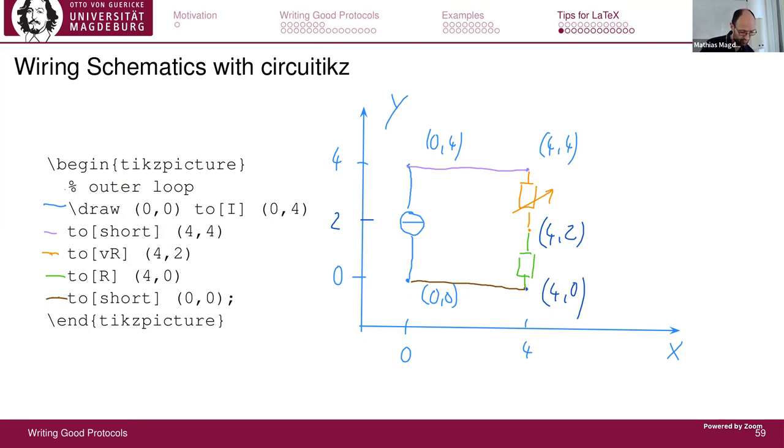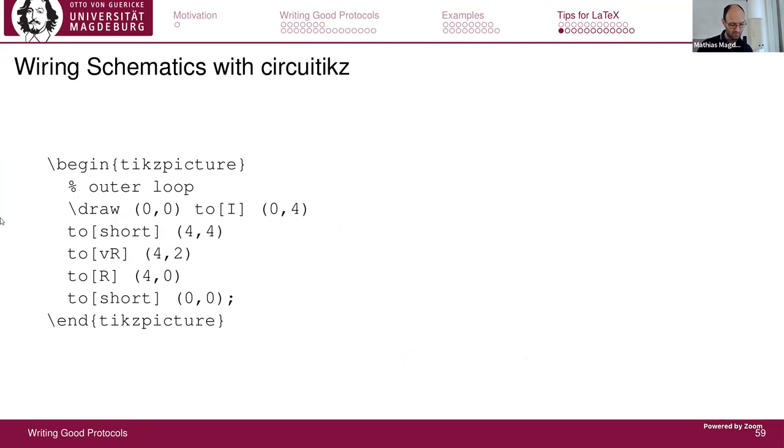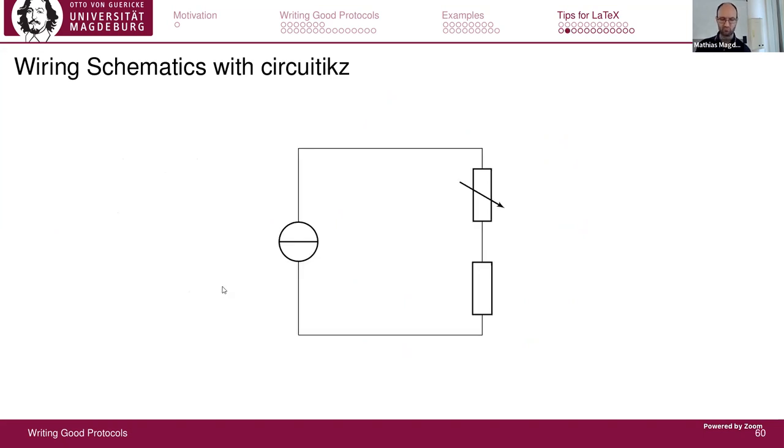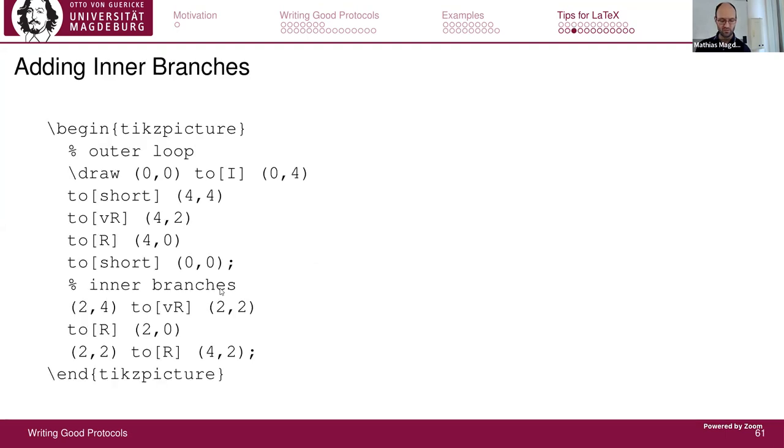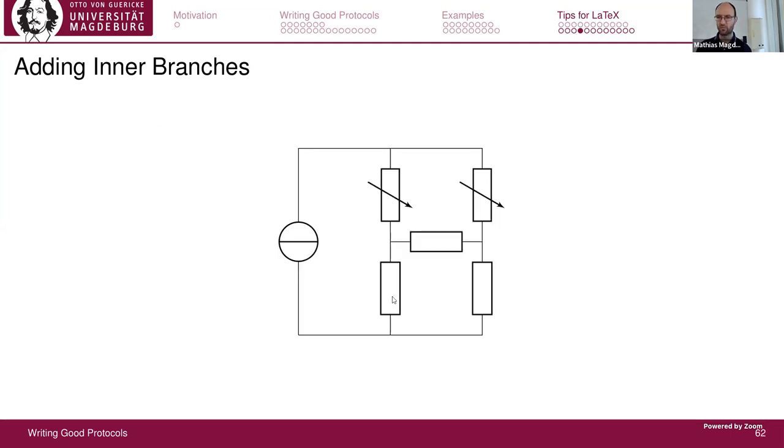I will try to save this and now maybe remove it once again and look at my output here. So this is what I've just drawn. This is just the example. And so the next step would be, we need to have these inner branches, some other variable resistor, some other resistor, some other resistor. Then we would get these inner branches. Remember, this is the example that I've shown you before. And so what would be the next step?